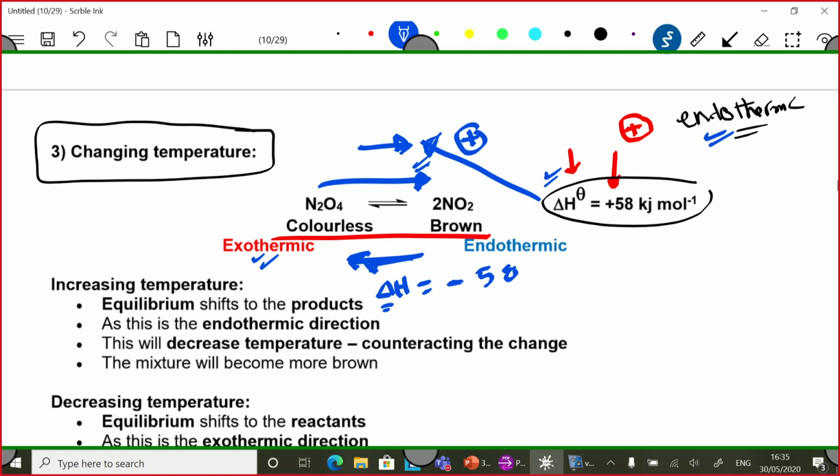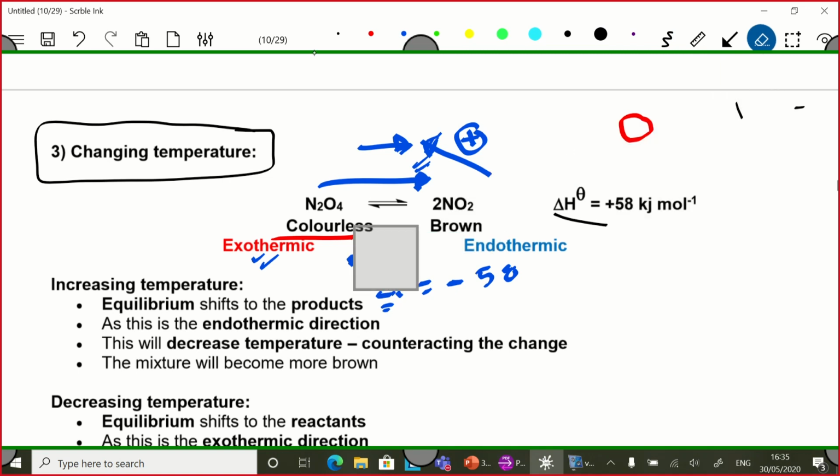Again, we're going to be learning one rule when it comes to the temperature. The rule is that increasing temperature will favor the endothermic direction. Increasing the temperature will favor the endothermic direction. So let's apply this rule to this reaction.